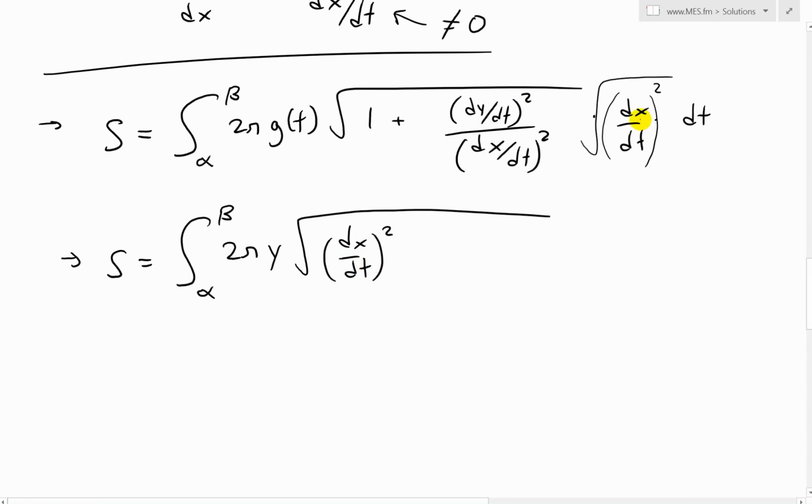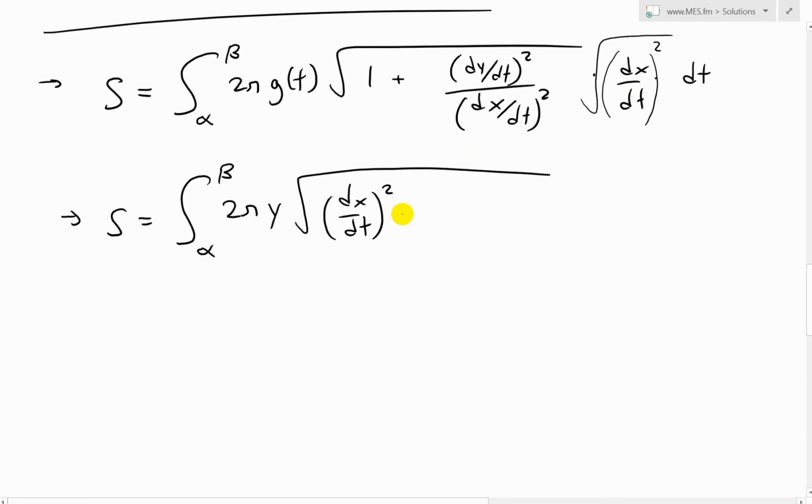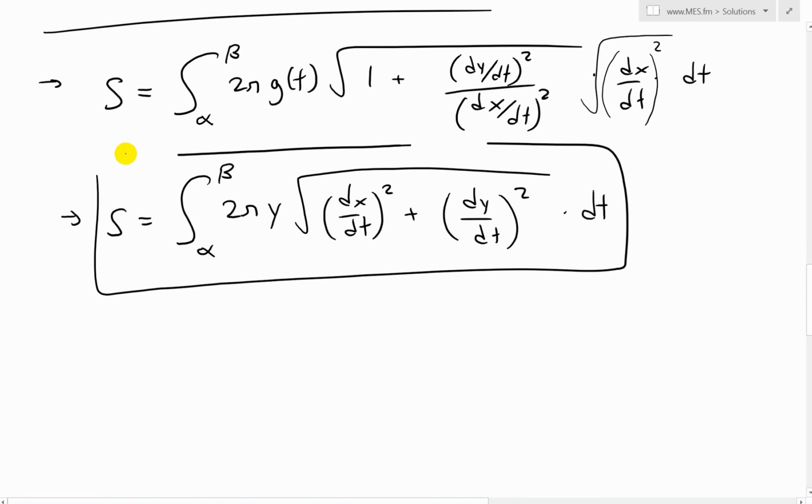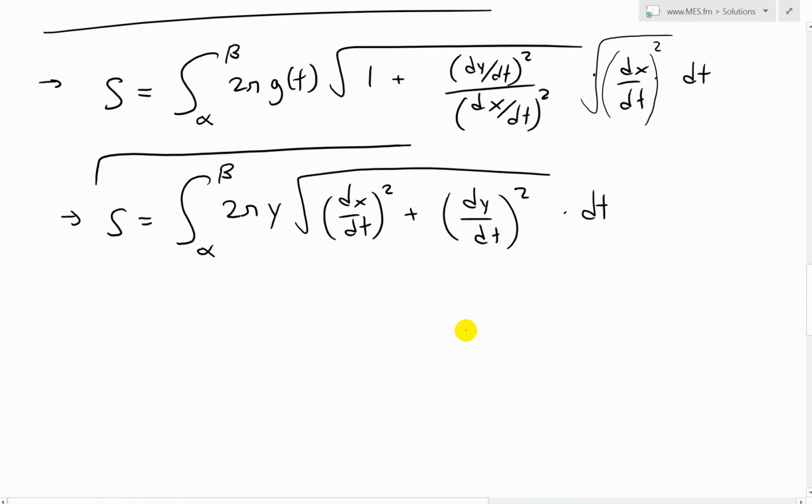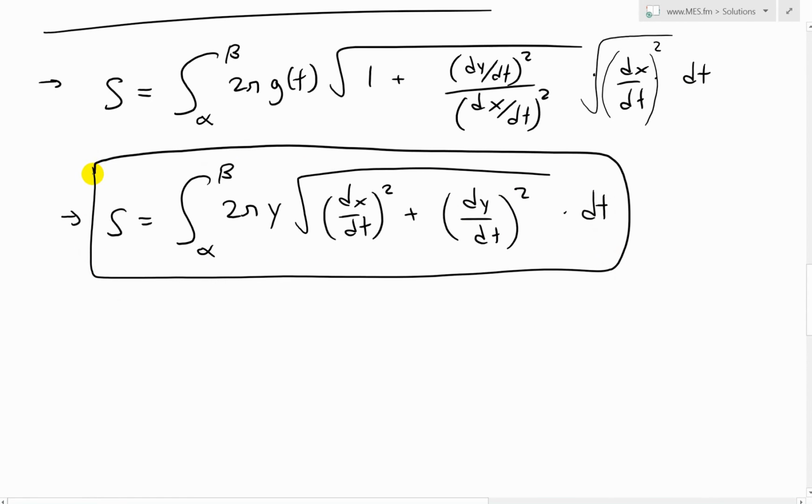And the next one here, this dx over dt squared, they cancel with this at the bottom, so what we're left with is just dy over dt squared. So dy over dt squared like that, and then finally we have at the end dt. And there is our formula for surface area of a parametric curve like this.